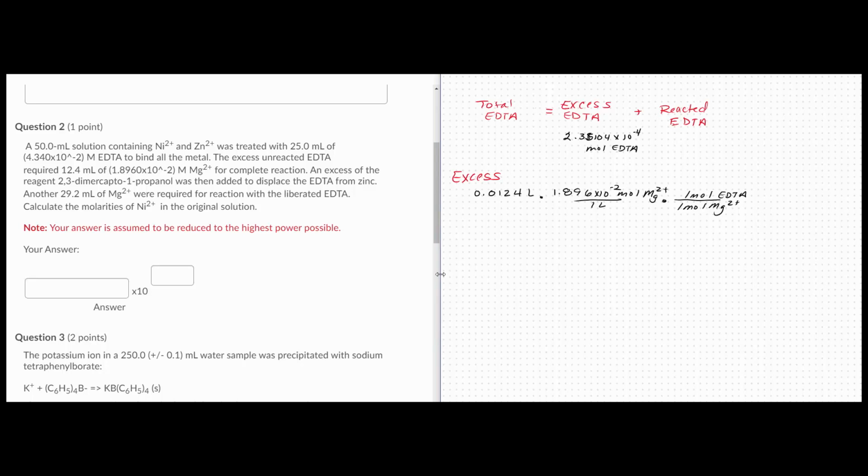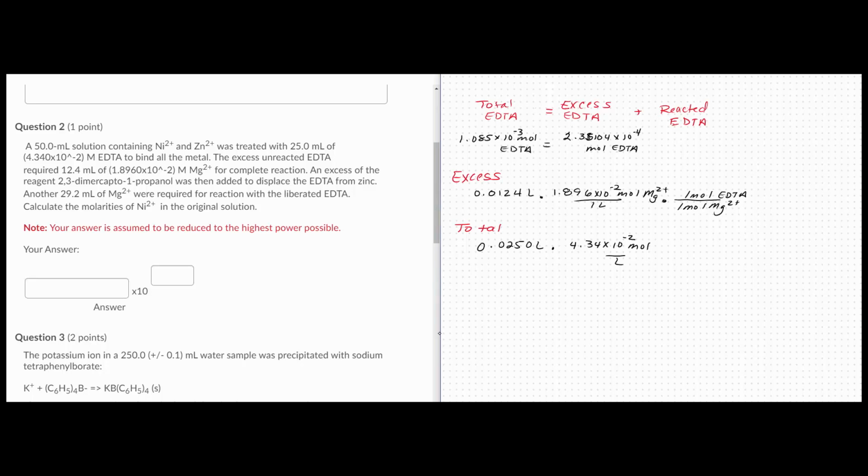But I also have that total. So before I read the rest of the problem, I'm going to calculate my total. So the total EDTA is 25 milliliters, so 0.0250 liters of 4.34 times 10 to the negative 2 moles per liter. Just multiply those together. And my total is 1.085 times 10 to the negative 3 moles of EDTA.